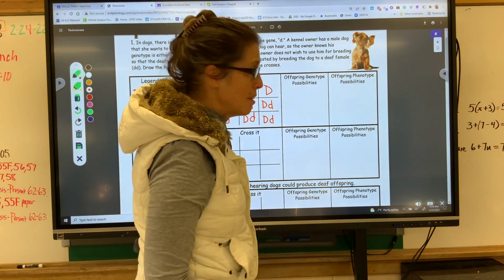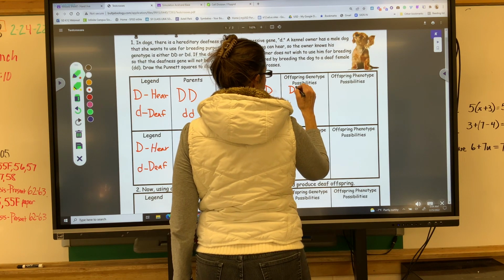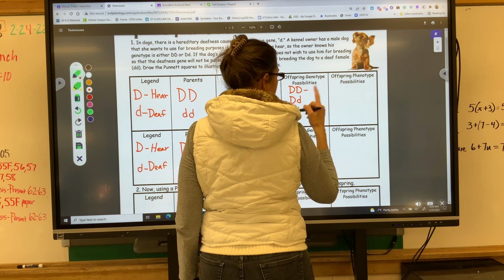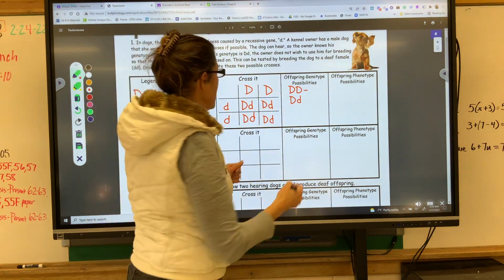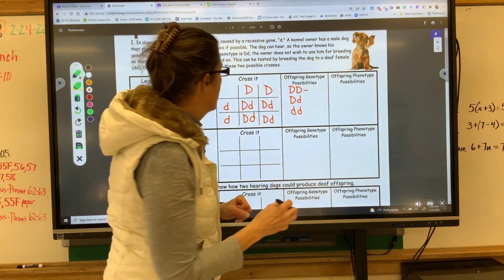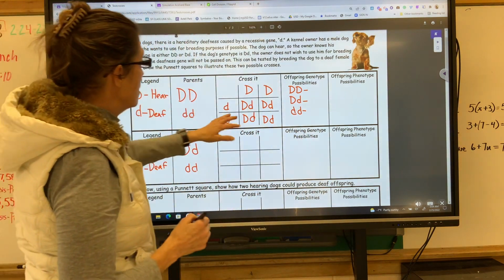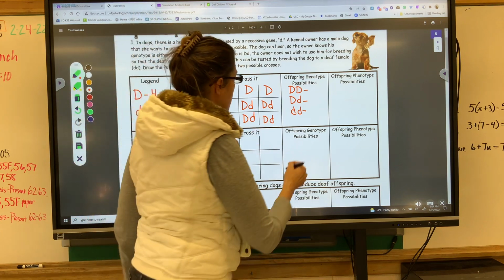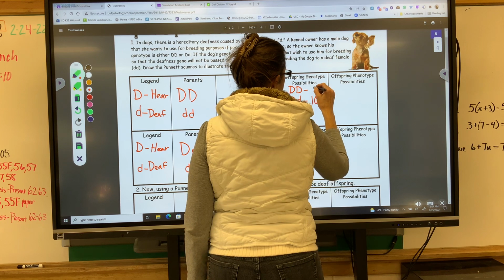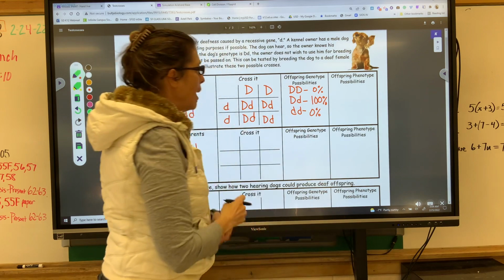So genotype possibilities, you've done this before. You know it's either homozygous dominant, heterozygous dominant, or homozygous recessive. That's the possibilities, and it looks like we have 1, 2, 3, 4. So it's 100% heterozygous dominant, 0%, 0%.